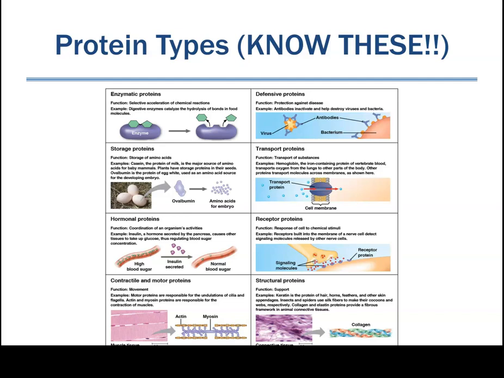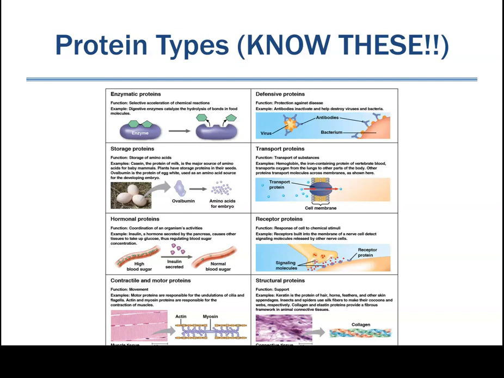We've got hormonal proteins. A great example of this is insulin, which helps mediate our blood sugar. We've got proteins that are involved in contracting and movement, so muscle movement, moving things around the cell. We've got defensive proteins, so these are proteins that are part of our immune system, antibodies that recognize invading molecules and then tag them to break them down or actually do the breaking down.